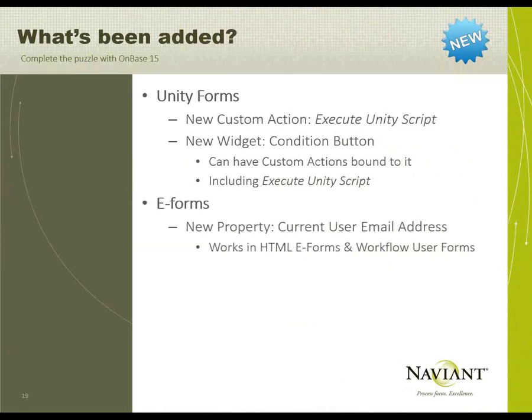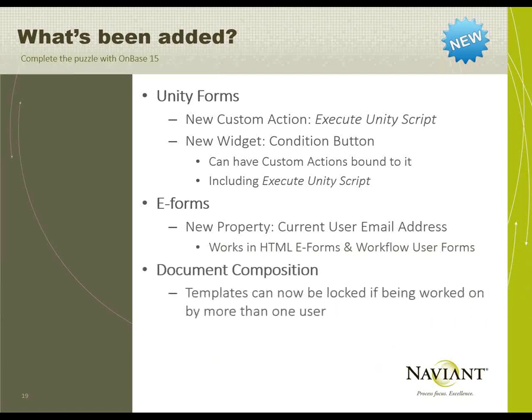Very big. So eForms, along with getting the update to IE9, also get a new property. You can get the current user's email address. And this works in regular eForms as well as workflow user forms. So you can finally get that exposed to you from OnBase. That would be the email address that's recorded in OnBase in your user's configuration. You can grab that through a property in an eForm, which is good.